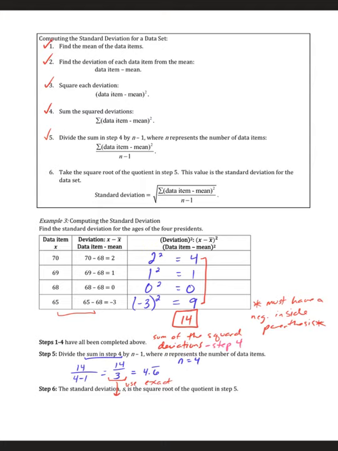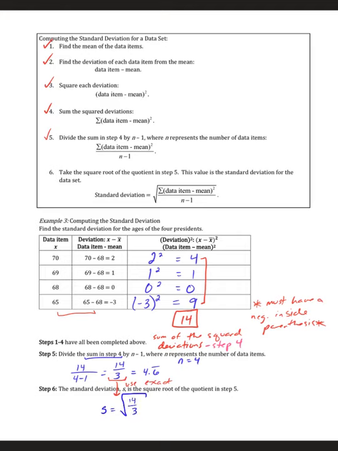And then step 6, take the square root of the quotient in step 5. This value is what we call the standard deviation. So we take this value right here and we take the square root of that. Now again, we want to make sure we use the exact value. So S represents standard deviation, and we want the square root of the quotient we found in the previous step, which is 14 over 3.